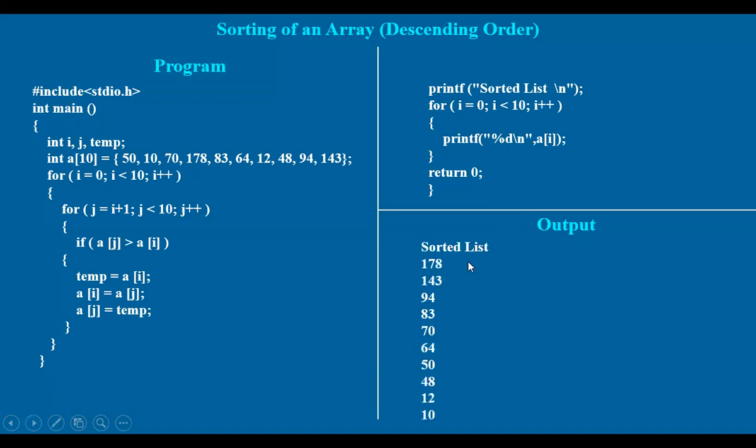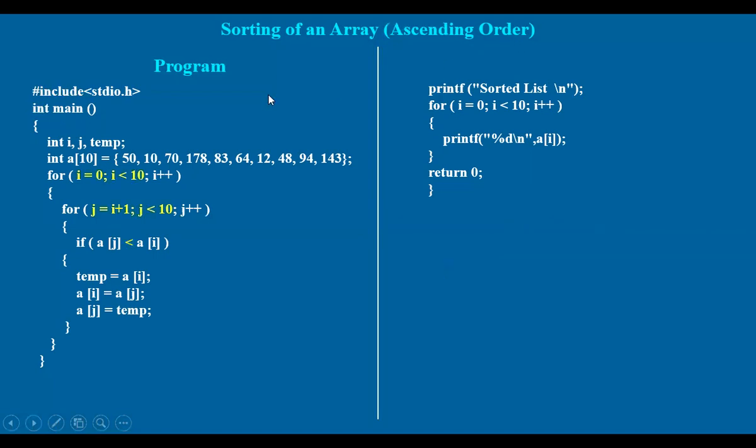The sorted list will be like this, starting with the biggest number to the smallest. So this is the descending order. Okay. Now, previously we have seen the same logic for the descending order, and the same program is taken here. Here, if you observe, initially we start with i is equal to 0 and i less than 10. That means 9. 0 to 9, they are 10 numbers.